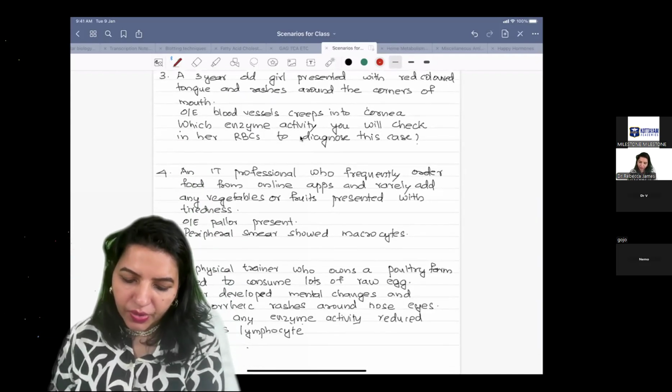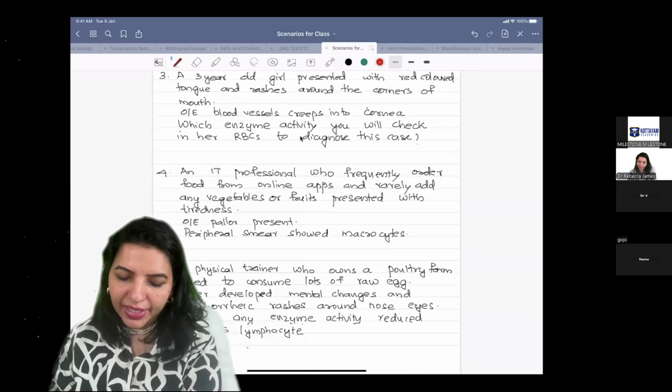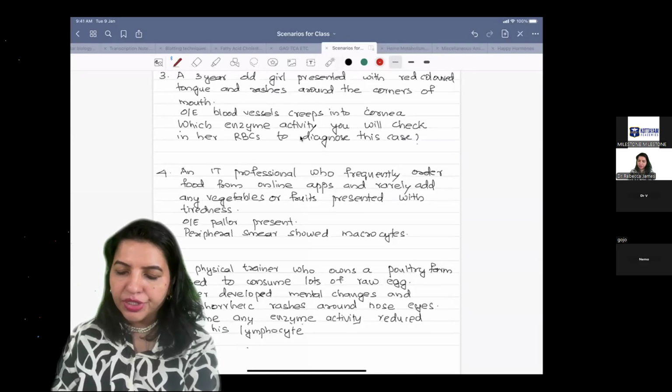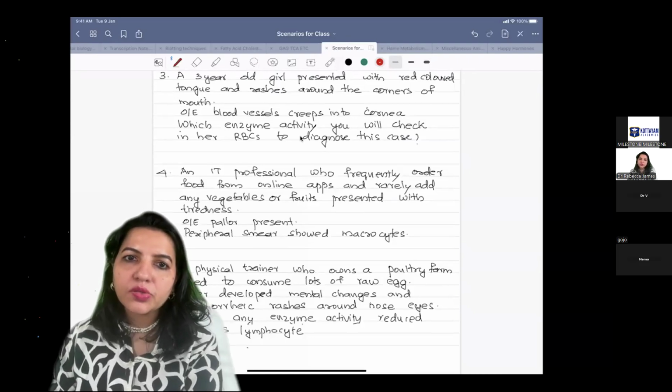An IT professional frequently orders food from online apps, rarely adds any vegetables and fruits, presented with tiredness, pallor present, peripheral smear showed macrocytes. What is the answer?